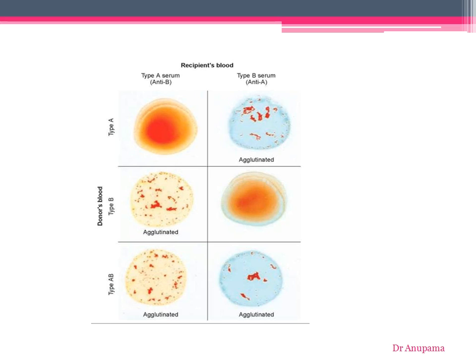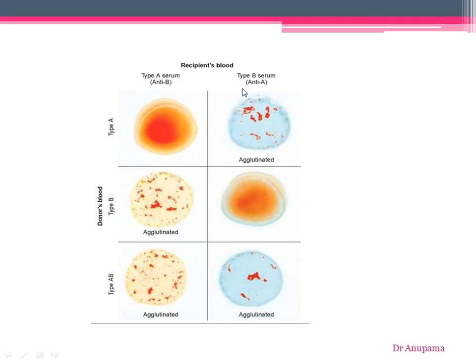So generally what they do is they take a slide, make a prick with a sterile needle on the finger and add 2 drops on either end of the slide. Then they add a little saline and then add the anti-sera. To one drop they add anti-serum A and to the other drop they add anti-serum B. So this is type A serum, and this is type B serum. Type A serum has antibodies A, while type B serum has antibodies B.